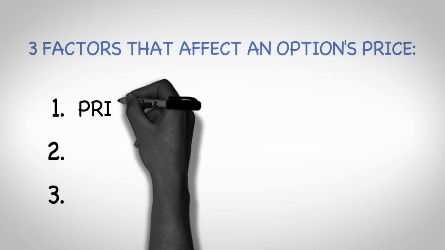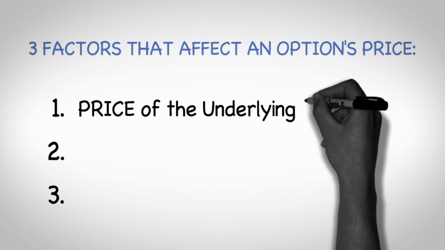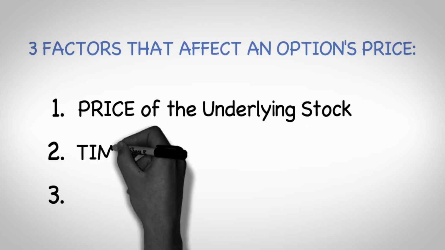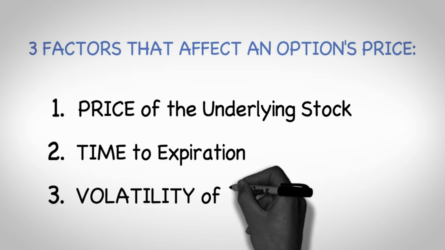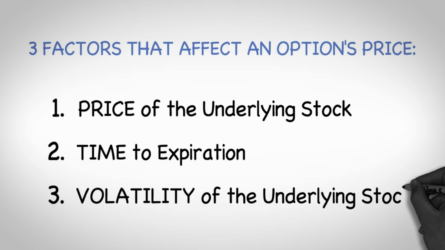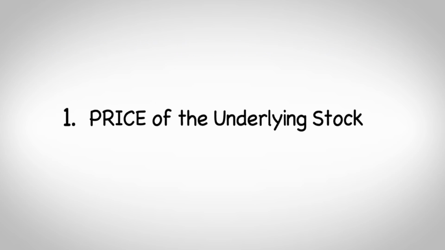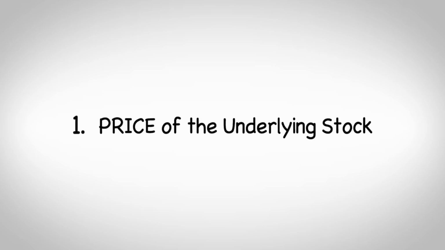factors. Number 1, the price of the underlying stock. Number 2, time to expiration. And number 3, the volatility of the underlying stock. First, let's talk about how the underlying stock's price will affect the price of its options.